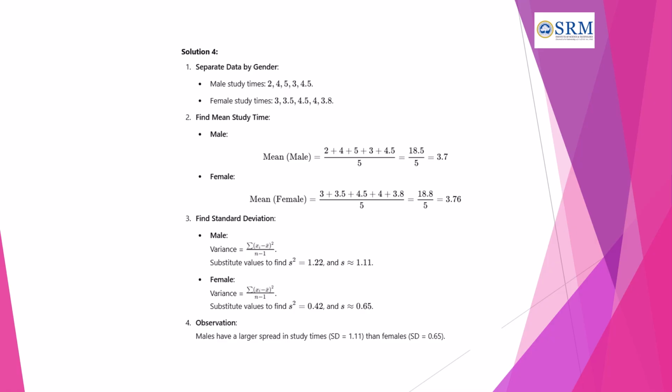When we look at how much the study times vary, males have a standard deviation of about 1.11, which means their study times are more spread out. Females have a smaller standard deviation of about 0.65, showing that their study times are more consistent. This tells us that while both groups study a similar amount on average, male study times vary more than the females.